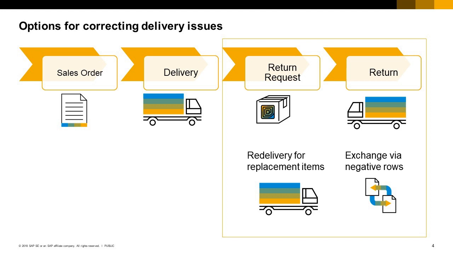If a customer wants a replacement item, there are two ways you can handle this. Either by creating a new delivery from the original sales order or by adding a negative row to send out a replacement on the return. Let's look at these options in more detail.